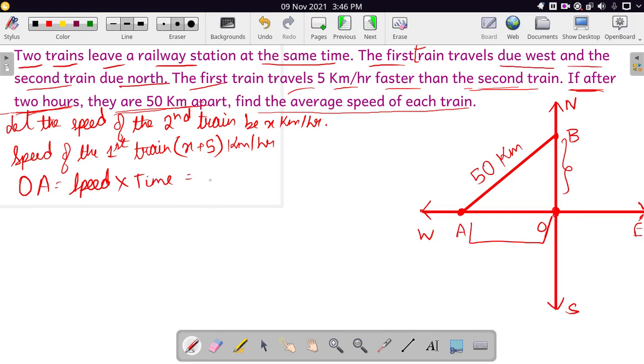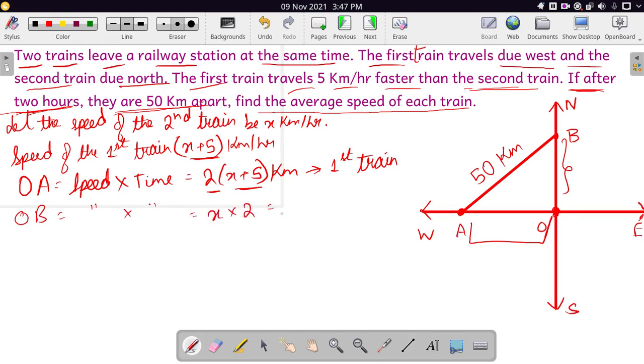OA will be 2 into x plus 5 km. Time is 2 hours, and speed is x plus 5. OA means the first train, so this is the distance covered by the first train. Now the distance traveled by the second train, which is OB. OB will again be speed into time. Here speed is x and time is 2, so it is 2x kilometers.